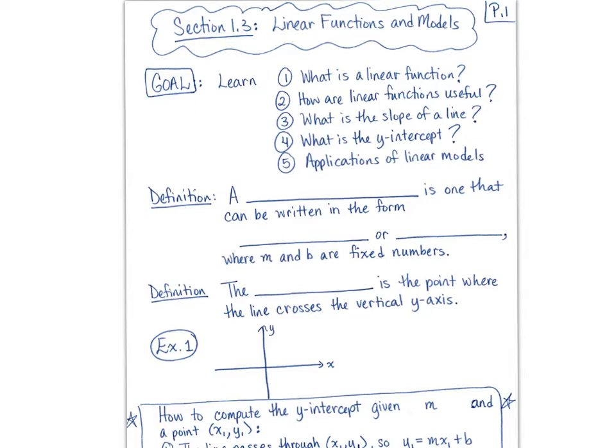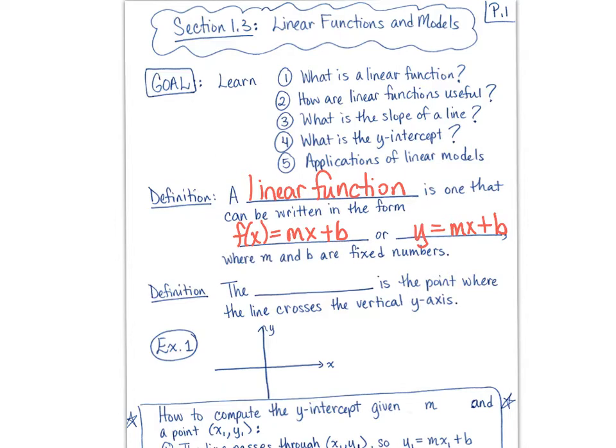All right, so let's start out with the definition. A linear function is one that can be written in the form f of x equals mx plus b, or y is equal to mx plus b. Here, m and b are fixed numbers.